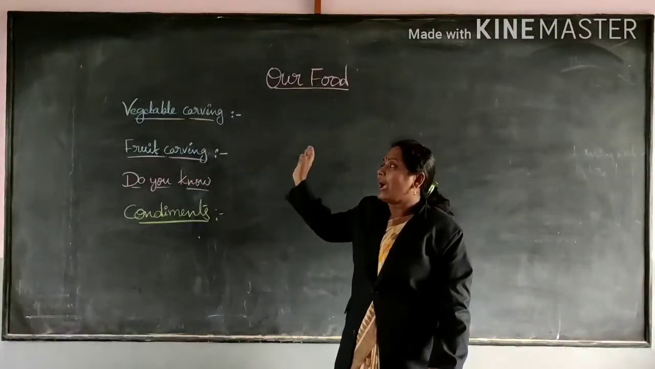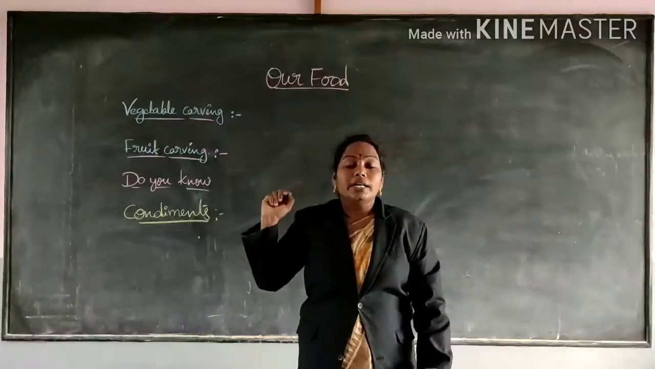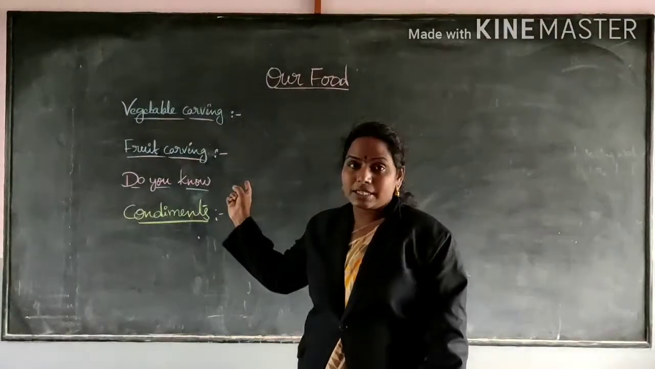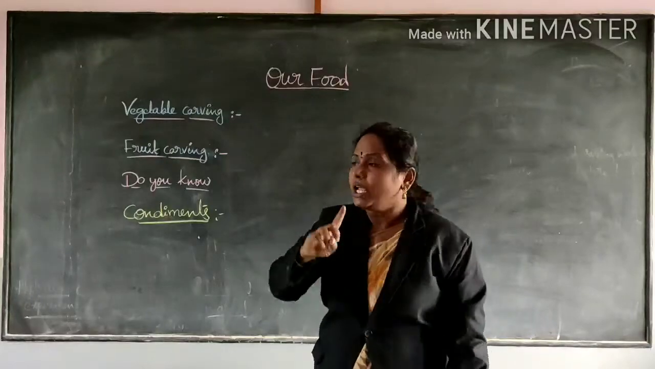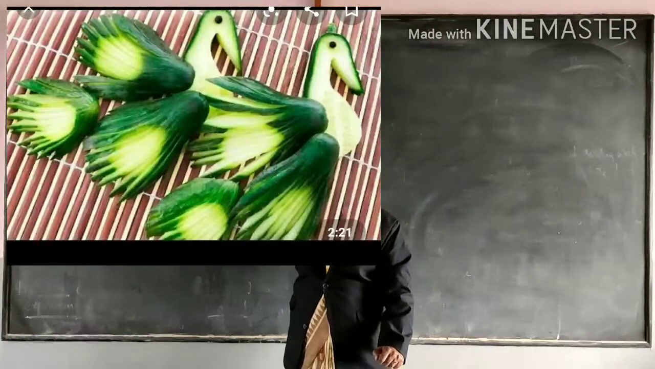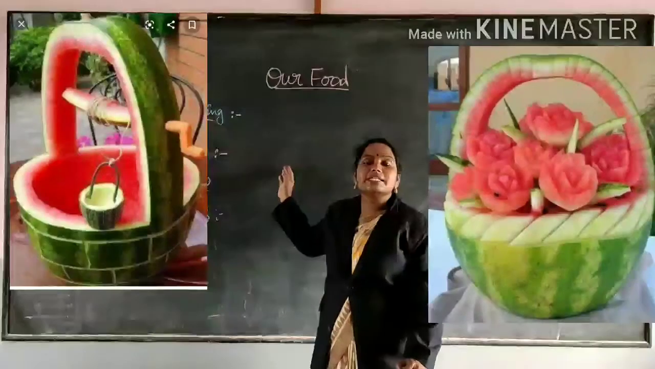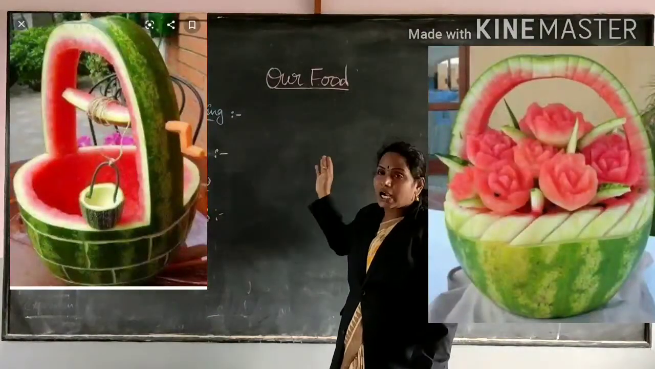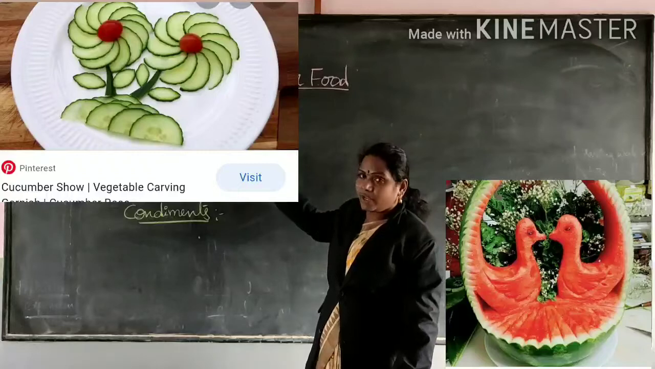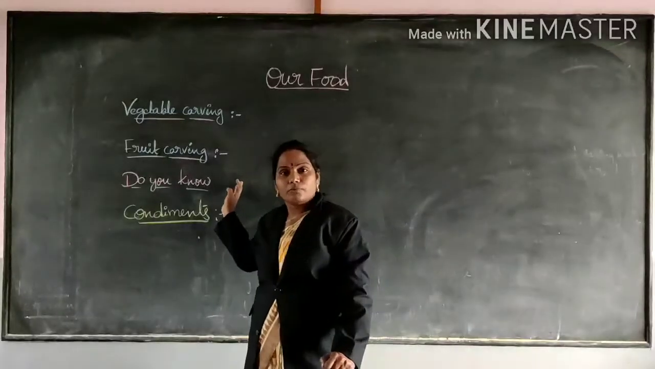Now let us come to one more topic in our lesson, the last topic of our lesson: vegetable carving and fruit carving. What is vegetable carving? Preparation of food using vegetables and making designs with vegetables is known as vegetable carving. Next, fruit carving: preparation of food with fruits and making designs with fruits is known as fruit carving. This is also an important question.